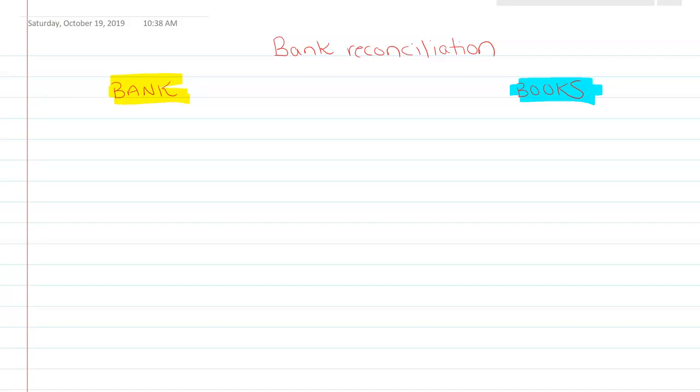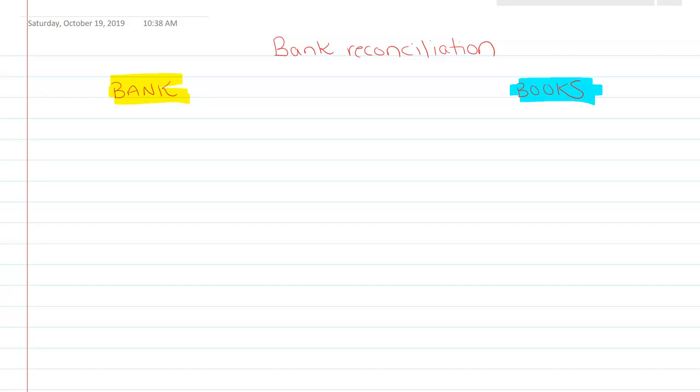So I'm going to go over the template for a bank reconciliation. Now, this is something that we need to do because when I'm looking at cash on the balance sheet, I would expect that if I went and looked at the bank statement, the cash would be the same, and sometimes it's not. So what we need to do is tell the reader of the statements why it's not the same. Okay, so we'll start with the bank side.